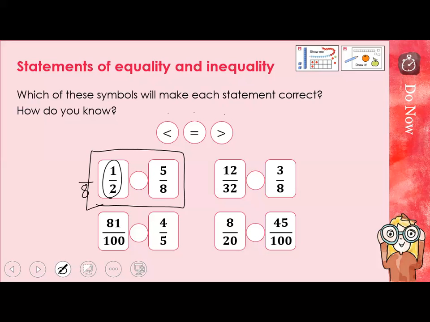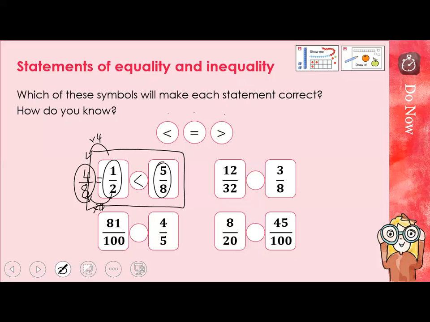So in order to get to 8, I need to multiply it by 4. I'm finding equivalent fractions. Whatever I do to the denominator, I must do to the numerator, which will give me 4/8, like that. So now I have 4/8 and I have 5/8. Which of those is greater, or are they equal to each other? Well done if you are able to identify, of course, that 5/8 is greater. So that would be the correct inequality sign.